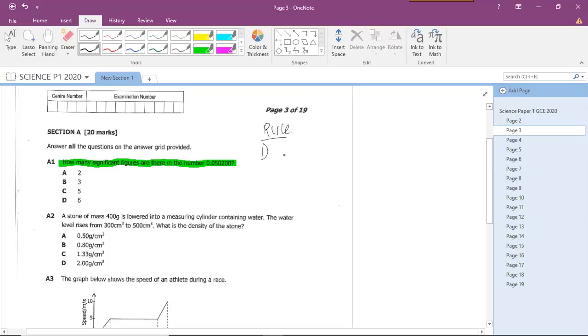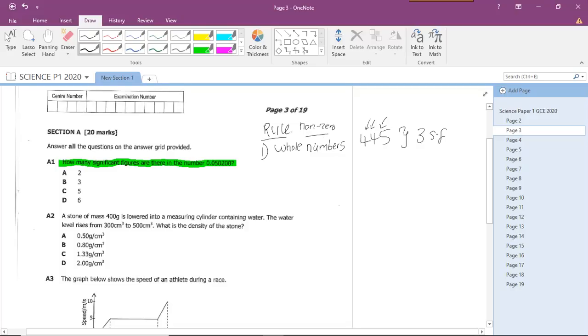So the first rule that you're going to know in terms of significant figures is that all whole number digits are significant. So whole numbers are significant, whole digits. If I say I have a number like 445, these are whole numbers. So this number here has got three significant figures. So whole numbers are significant, or I can say non-zero digits.